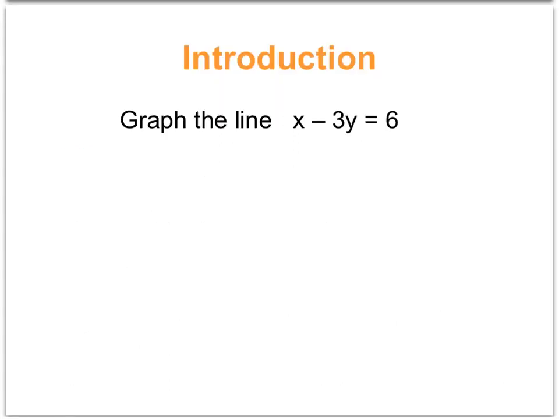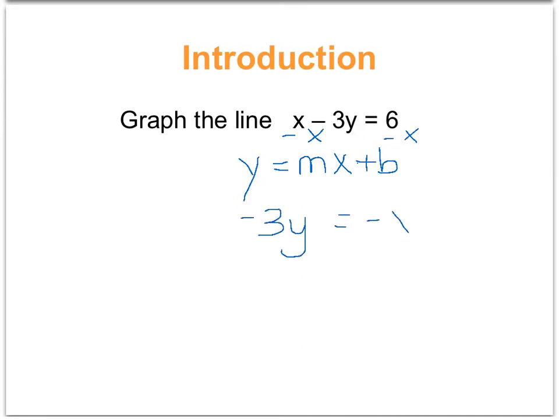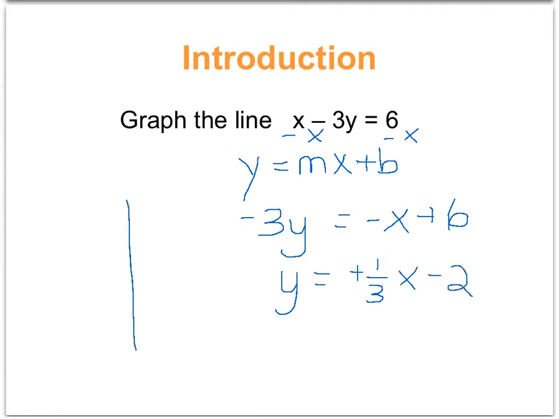Previously, we could have asked you to graph the following line. In order to graph this, you would have had to make it look like y equals mx plus b by isolating your y value. This takes a little bit of work. You would subtract x from each side. We'd get negative 3y equals minus x plus 6. You'd then have to divide by negative 3, and you'd end up with a positive 1/3 x minus 2, which, if we were to graph, we have a y-intercept of negative 2, and we have a slope of 1/3. Now, this is not the most efficient method. Another method is using standard form.